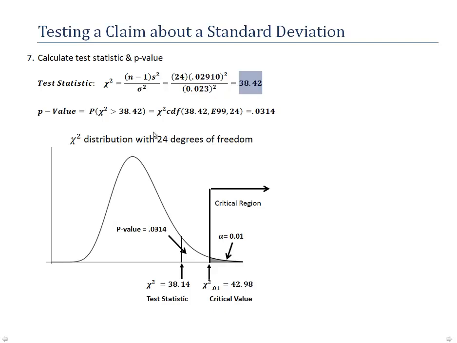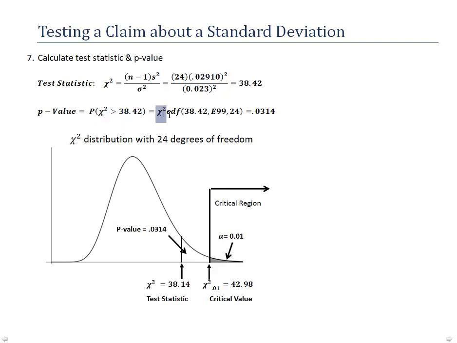All right, now how do we find a p-value? A p-value is a probability. It's the probability of getting a test statistic as extreme or more extreme than the one we just found. This is a right-tailed test, so everything is going to the right. So when I calculate probability for my p-value, I'm also going to the right. I want to know the probability of getting a chi-squared variable with 24 degrees of freedom greater than 38.42.